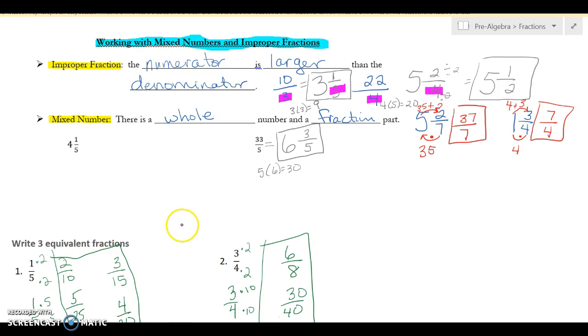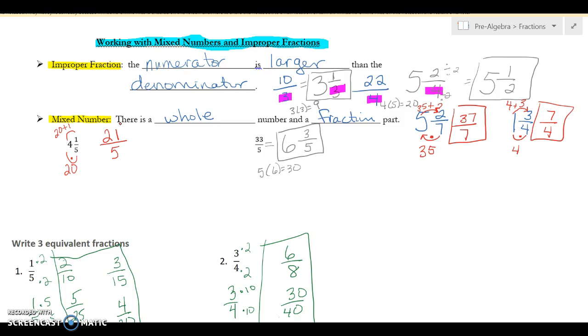Okay. And then you guys try this one over here, the 4 1/5. See if you can get this. You should know that the 5 has to stay on the bottom because the denominator stays the same. So did you do 4 times 5 to get 20? And then do 20 plus 1. So times, then plus. So it's 21 over 5.